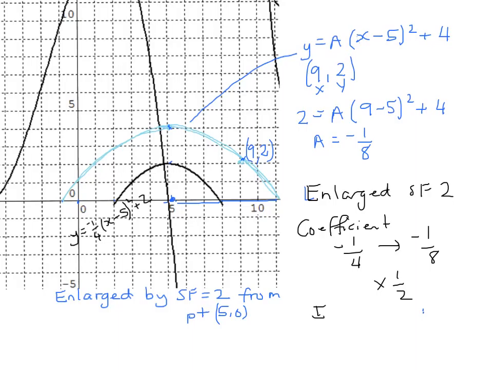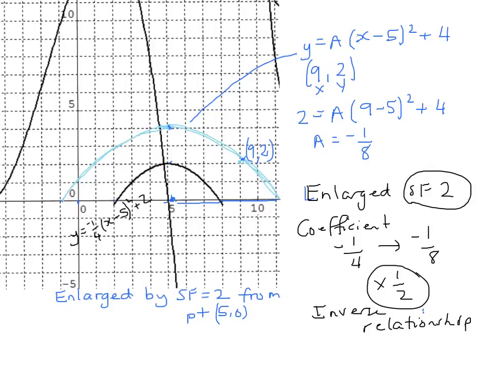Can you see the change? By enlarging by a scale factor of 2, we've multiplied the size of the graph by 2, but our coefficient has been halved. So that's an inverse relationship that the enlargement has affected. Our scale factor we've multiplied by 2, but the coefficient a has been multiplied by a half. So it's actually an inverse. 2 and a half are inverses.